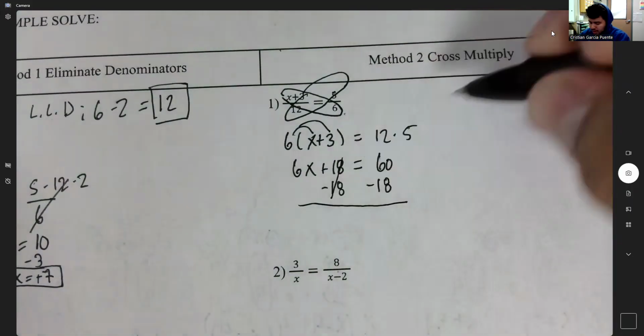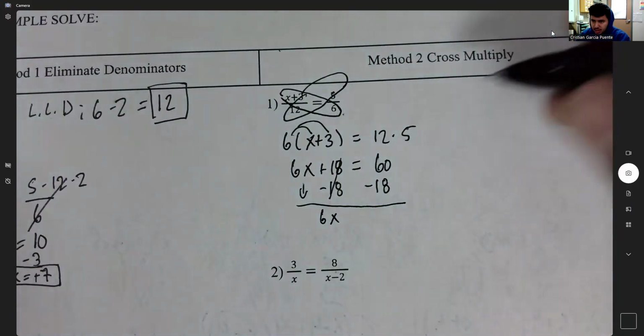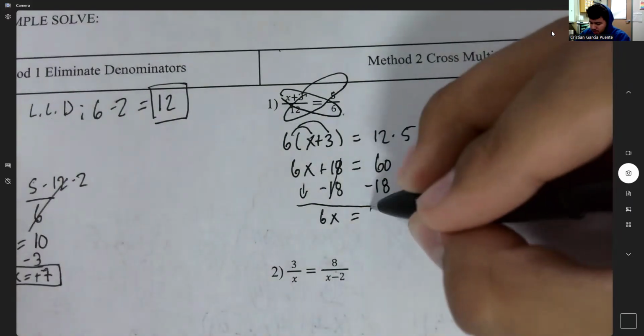So these 18s are going to cancel and the 6x will drop down. Now what's 60 minus 18? It is 42. So you write that down.